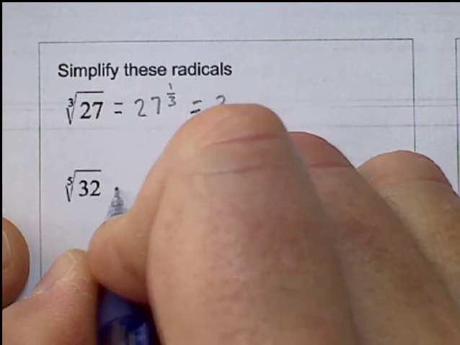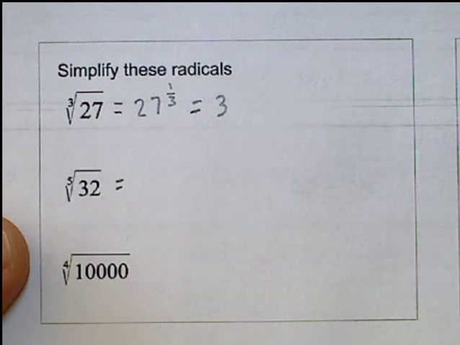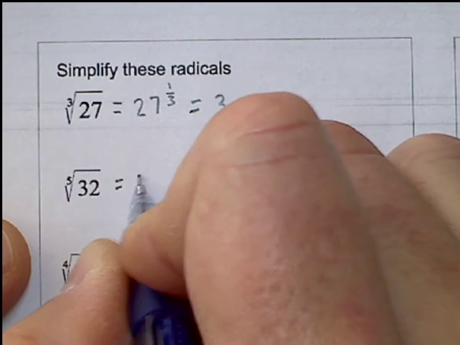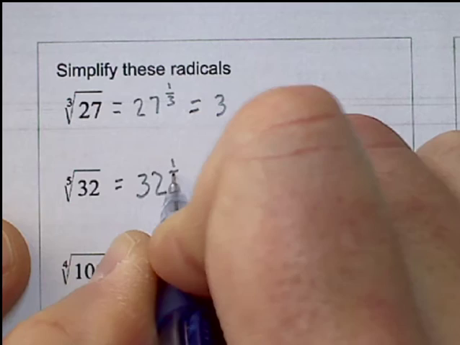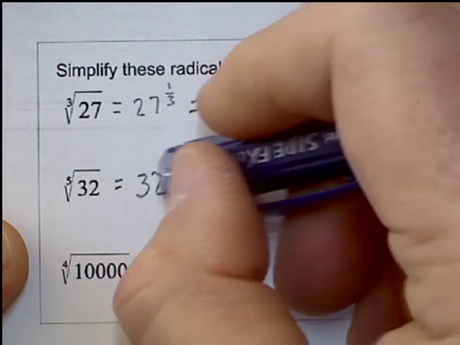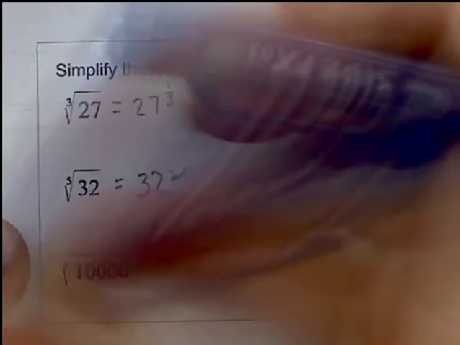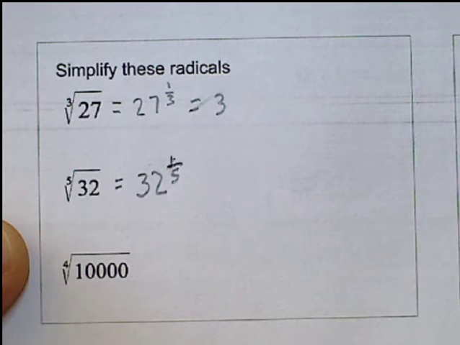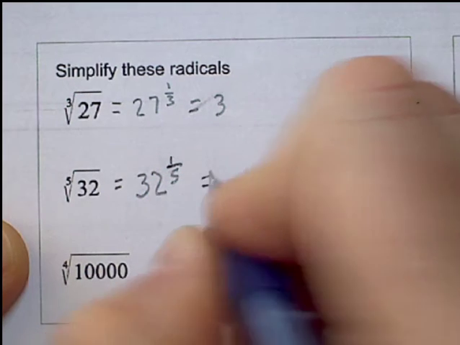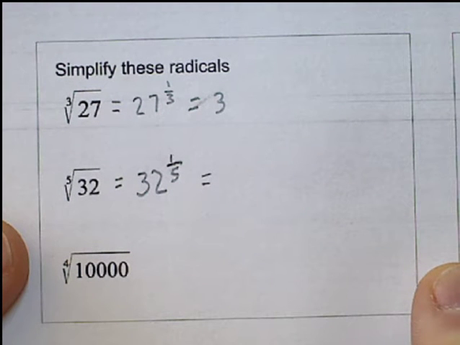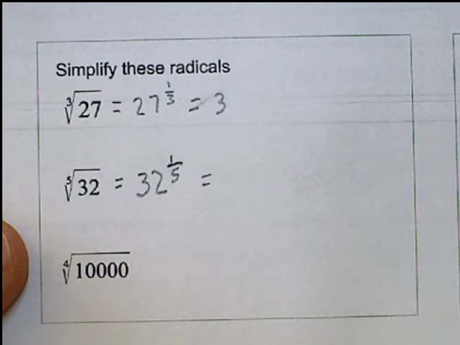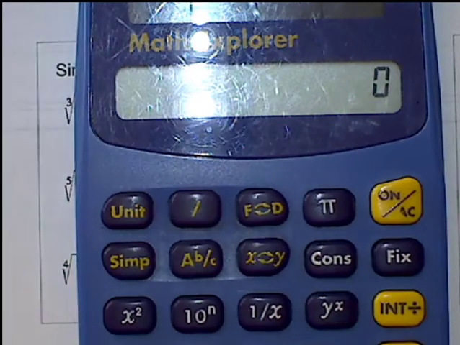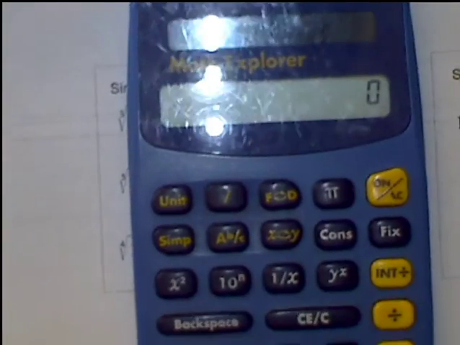All right. How about the 5th root of 32? How would I write that exponentially? 32 to the 1/5. Oops, I don't know why I said 1/5 and wrote 1/3. 32 to the 1/5. And any thoughts on what that might be? That's where the calculators come in handy. I may have to zoom out here a little bit so you can see the calculator better.